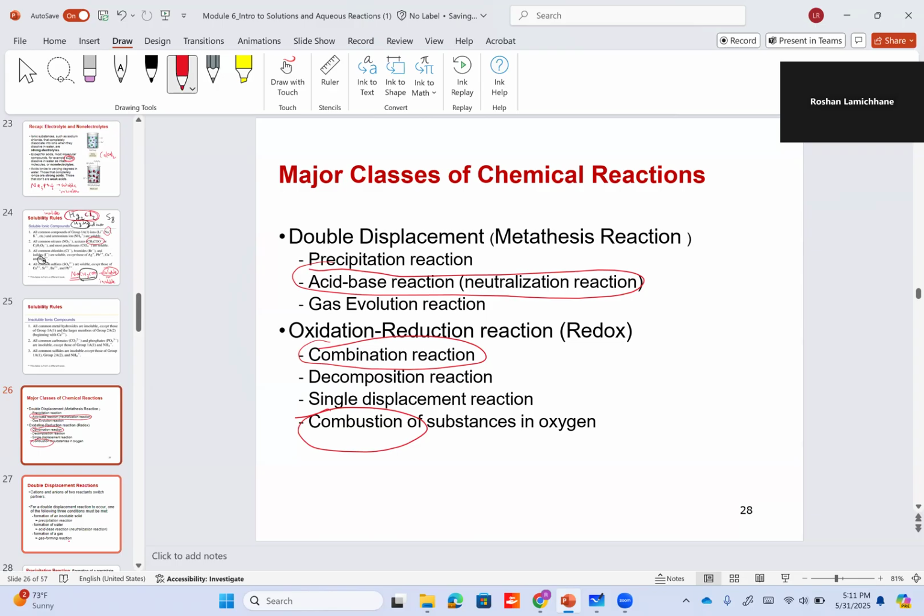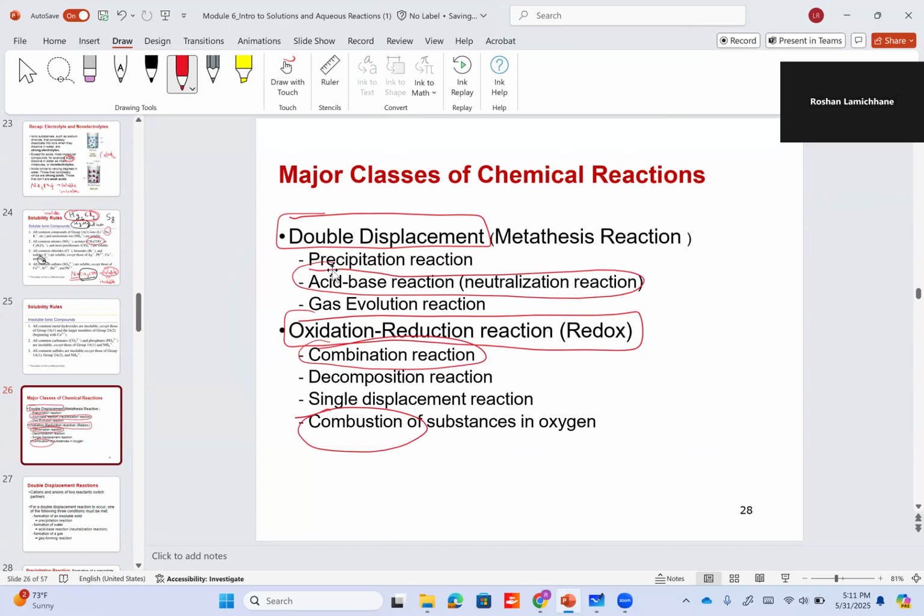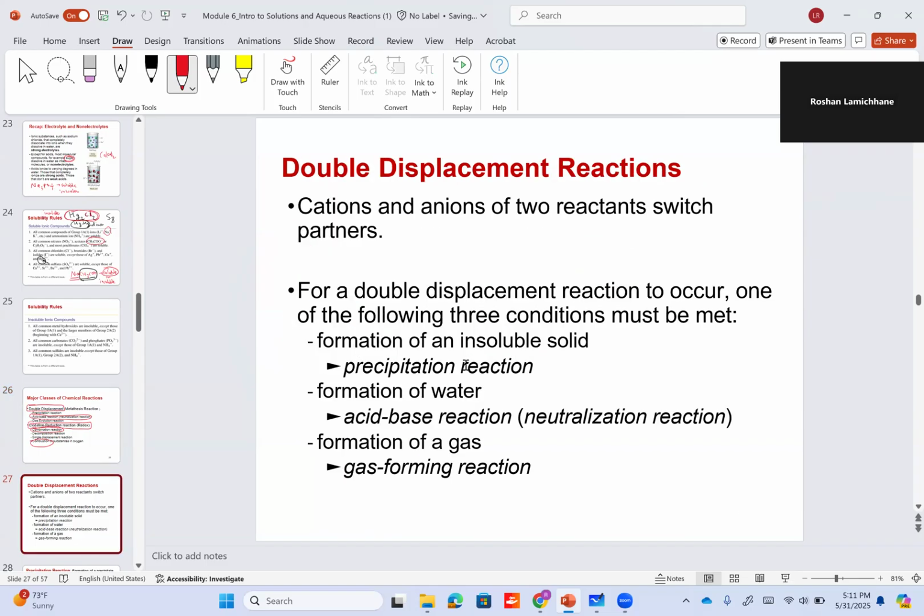Now, all these reactions can be broadly classified under these two umbrellas: double displacement and redox reaction, or oxidation-reduction reaction. Let's look at some of these double displacement reactions, and I'll provide you with some examples. We have three reactions under double displacement: precipitation reaction, acid-base reaction, and gas forming reaction.